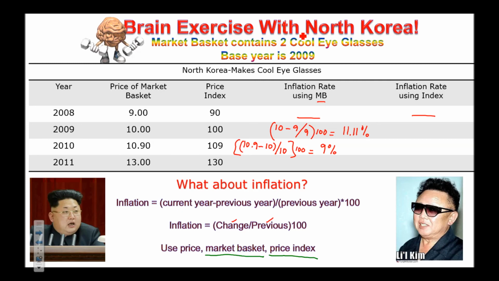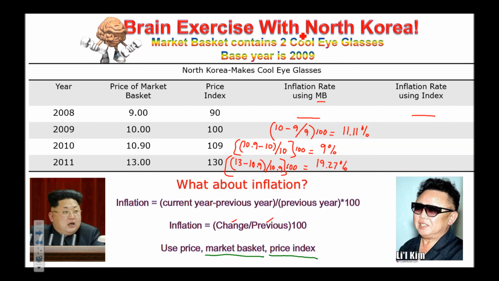Okay? And then the last one, we take 13, we subtract 10.9, and then we divide by the 10.9, and then multiply that whole thing by 100. And what do we get? 13 minus 10.9 gives us a change of 2.1. We divide by the previous of 10.9, and then multiply that by 100. Got some pretty hefty inflation now, 19.27%.